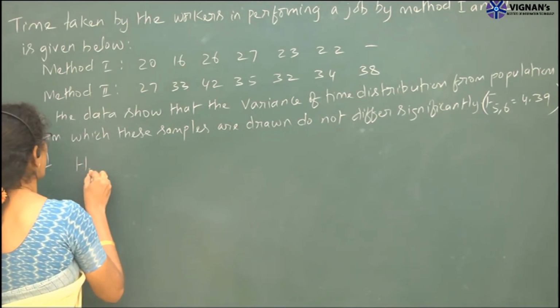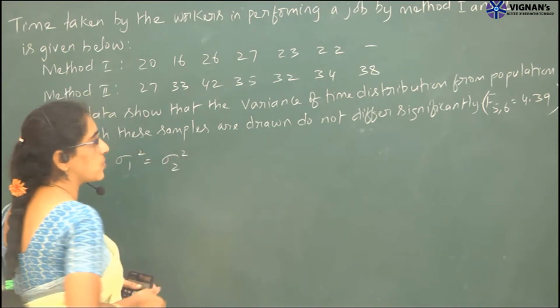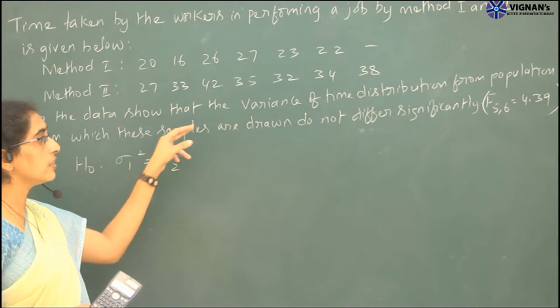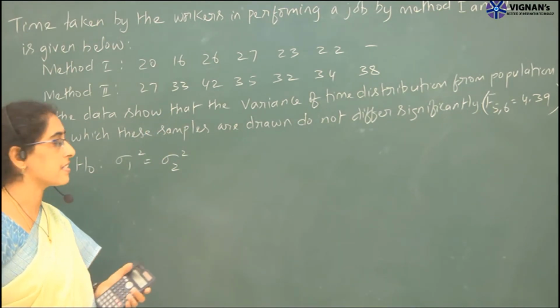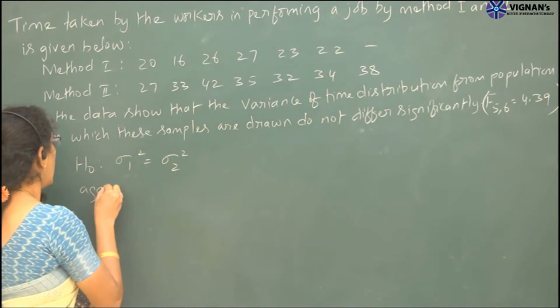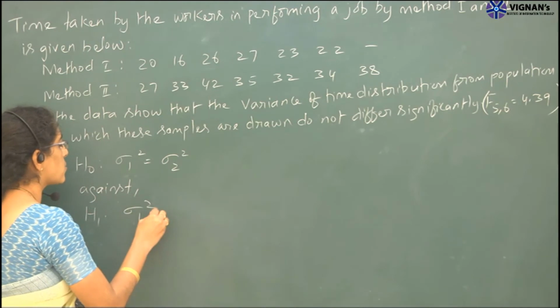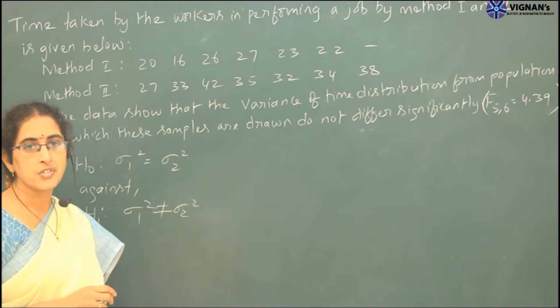The null hypothesis will be sigma 1 square is equal to sigma 2 square. The question is very direct here: do these data show that the variances of time distribution differ? So it is a test for variances. Then against the alternative hypothesis, there are no comparative words, so it is two-tailed, that is sigma 1 square not equal to sigma 2 square.